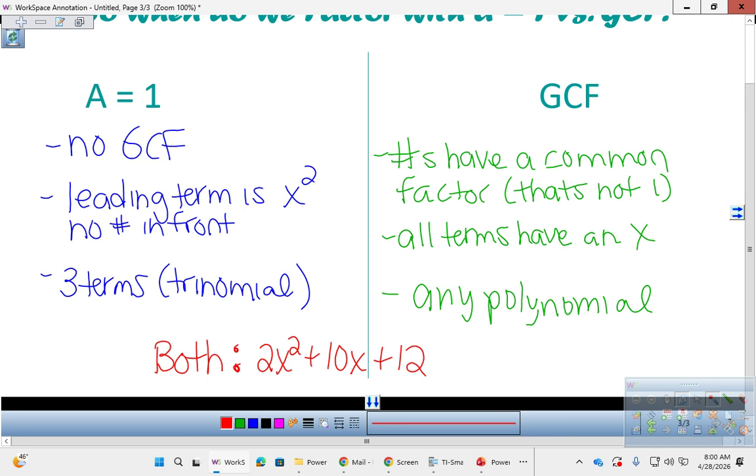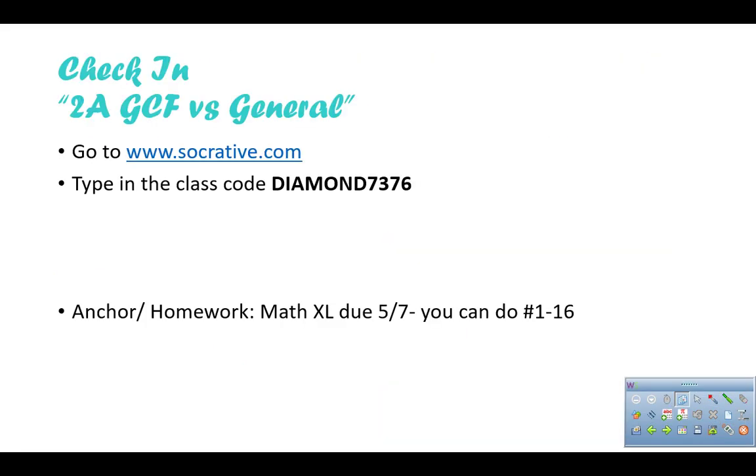We okay with that? All right, so quick check-in, see if you know the difference. You're going to log into Socrative, and all you're doing is choosing the method. You're not actually factoring it. You don't need a calculator or anything like that. I just want to see that you know the difference between the methods before we actually go factor them.